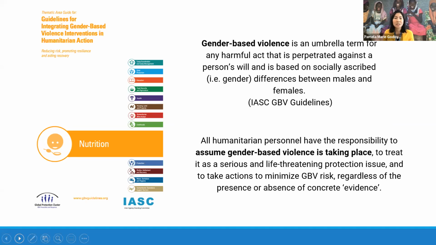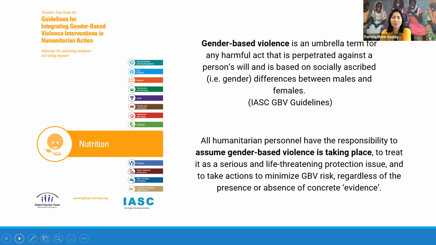So the term gender-based violence, the way it was defined by the IASC GBV guidelines, underscores the structural gender-based power differentials between males and females around the world, which place women and girls at greater risk for multiple forms of gender-based violence. Its root cause is the systematic gender inequality and discrimination that privilege men over women.